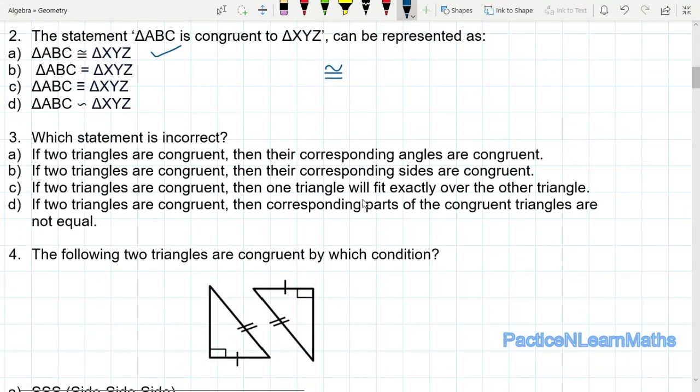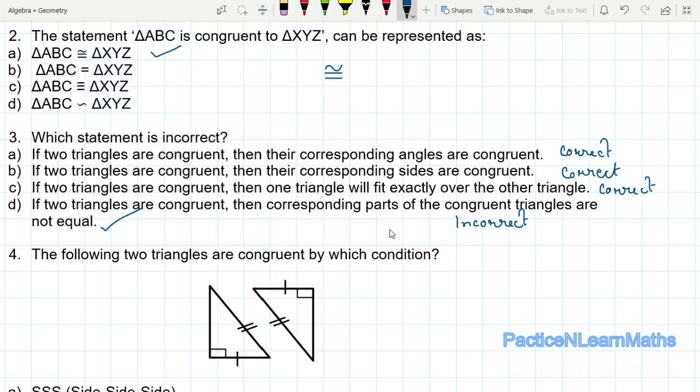Question number 3. Which statement is incorrect? If two triangles are congruent, then their corresponding angles are congruent is correct. If two triangles are congruent, then their corresponding sides are also congruent. If two triangles are congruent, then one triangle will fit exactly over the other. And if two triangles are congruent, then corresponding parts of the congruent triangles are not equal. The incorrect statement is 3D. So correct answer is 3D.